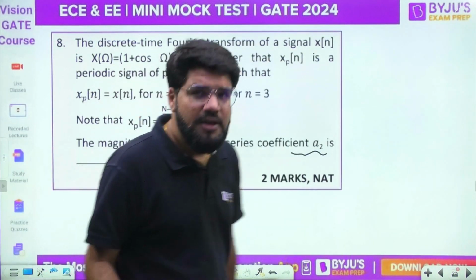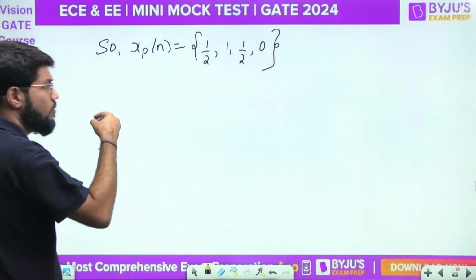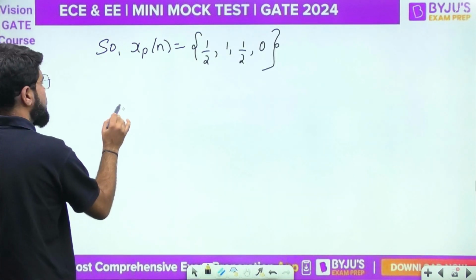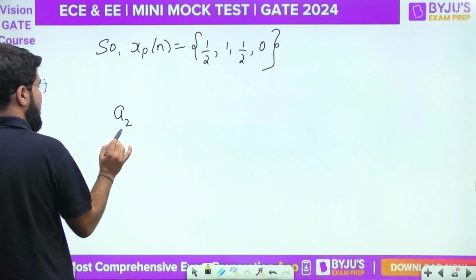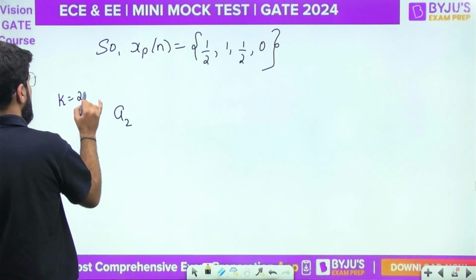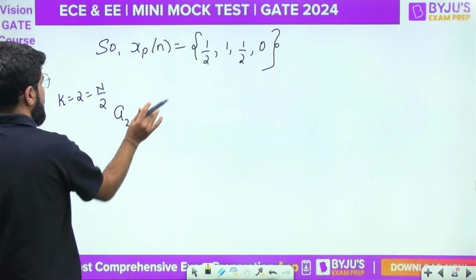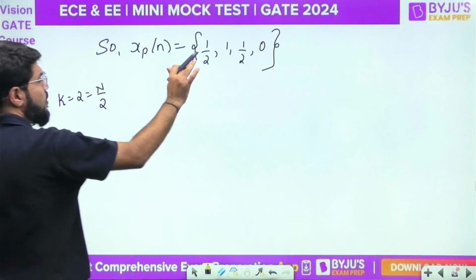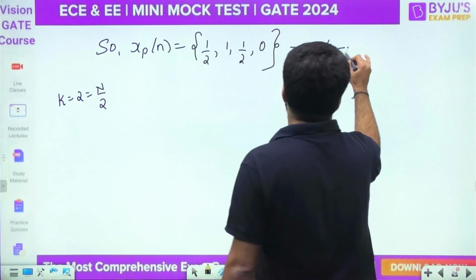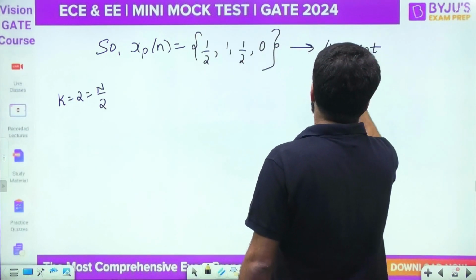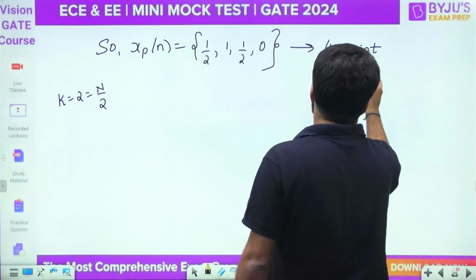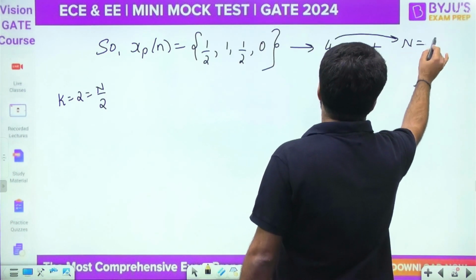What is the shortcut for the Fourier series coefficient A2? Look, A2 means k is equal to 2. That is the central ordinate property, N by 2, because the total length is 4. It is a 4-point signal. The length of the signal is 4.